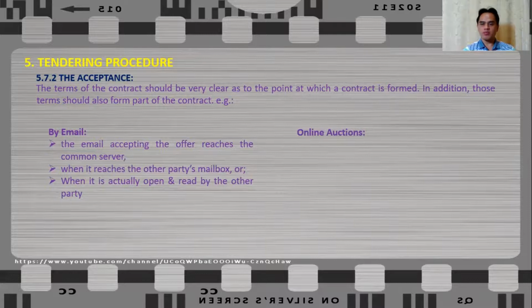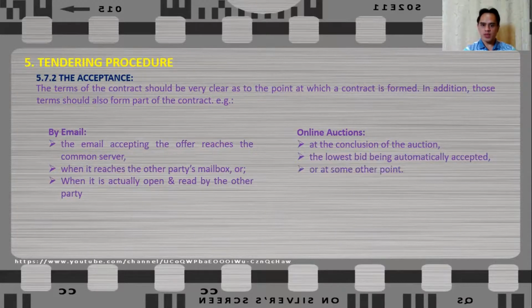So how about in an online auction? At what particular point is the contract formed? Is it at the conclusion of the auction? Or the lowest bidder being automatically accepted? Or at some other point? Because of these different scenarios, these conditions should be spelled out clearly in the terms of the contract and are usually part of the invitation to tender.